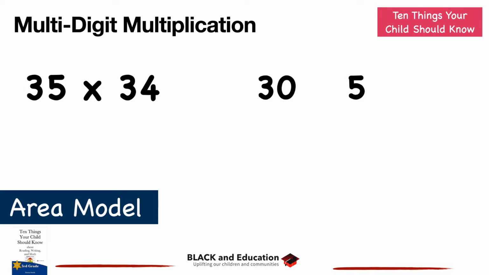I'll take the 30 and the 5 and I break it apart, right? And I separate the 30 from the 5. And then I'll take the 30 and the 4 and I break them apart. And this is called the area model sometimes. And so children will see this in terms of the area model.